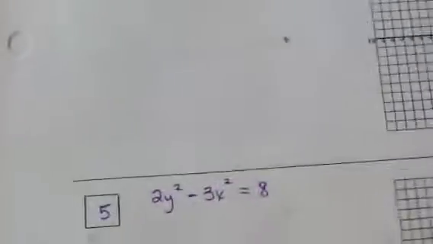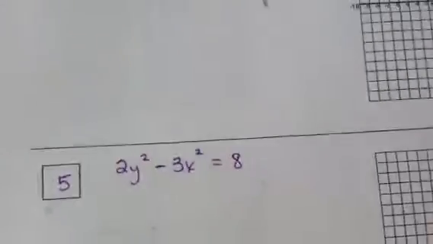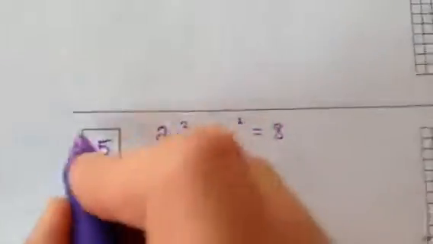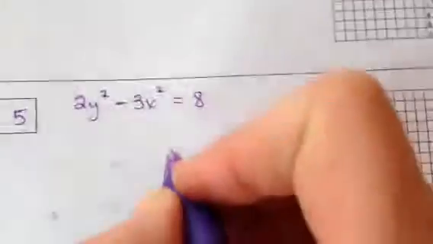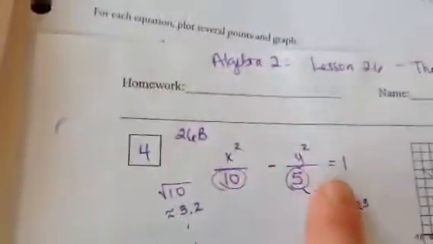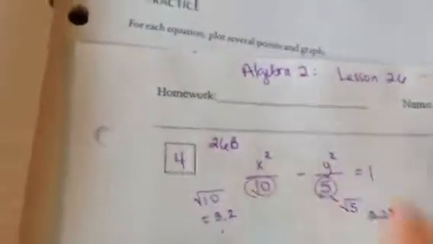Okay, let's do one where the y comes first. And you know what? I am going to do a really yucky one. This is from number 5. This is 26B, number 5. So, first of all, notice so far, these have always equaled 1, which is correct.